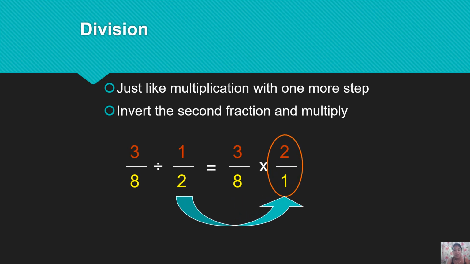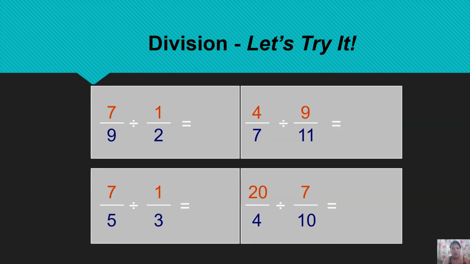So after that, you proceed to multiplication. So you're going to multiply now. 3 times 2 is 6 and 8 times 1 is 8. So the answer is 6 over 8. Is that the final answer? No, you have to simplify. Okay, how are you going to simplify? Kay bawo na mo ganina.